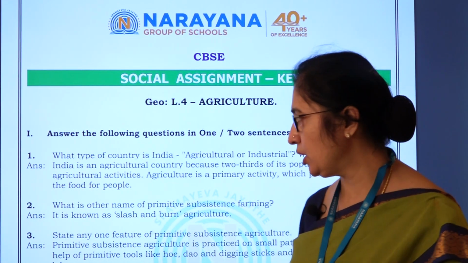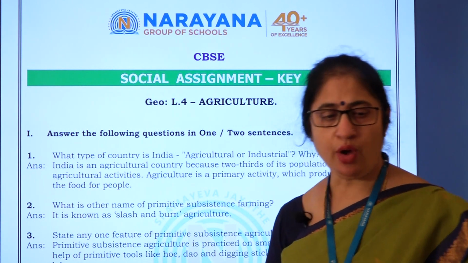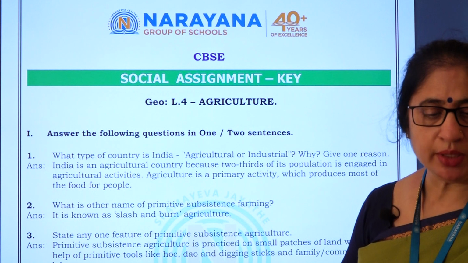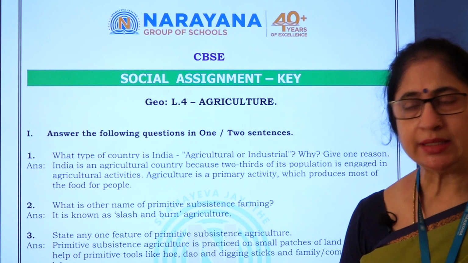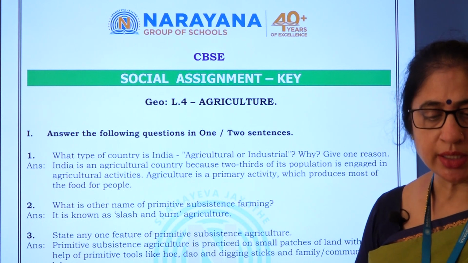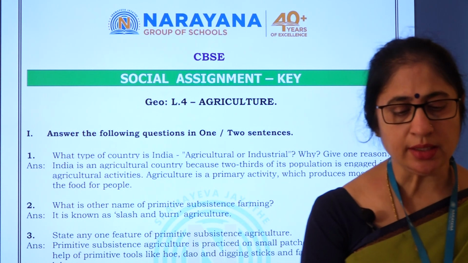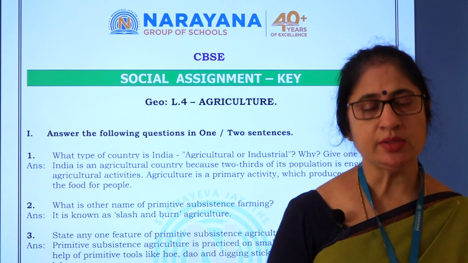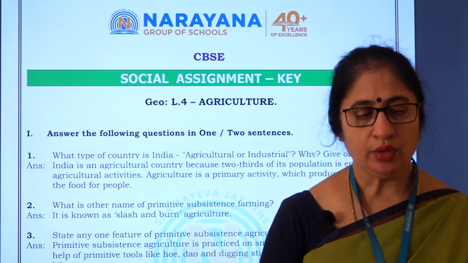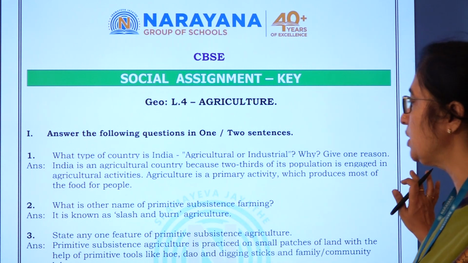What is the second question? What is the other name of primitive subsistence farming? Primitive subsistence farming is also known as slash and burn agriculture. In the northeastern states, Assam, Mizoram, Meghalaya, it is known by various names like Jhumming, and it is also known as slash and burn agriculture, the primitive subsistence farming.